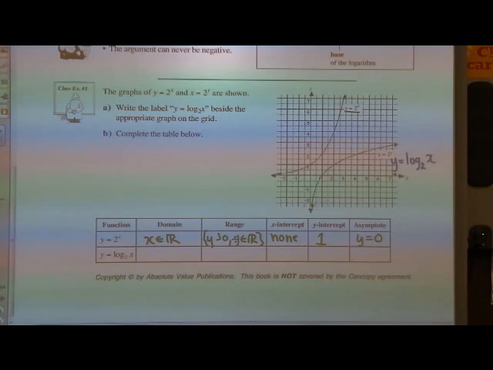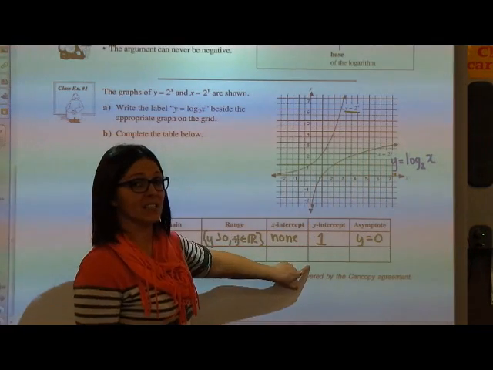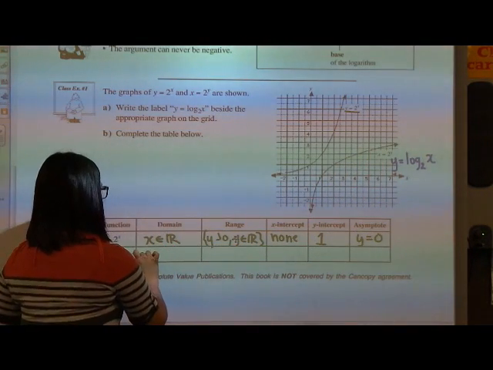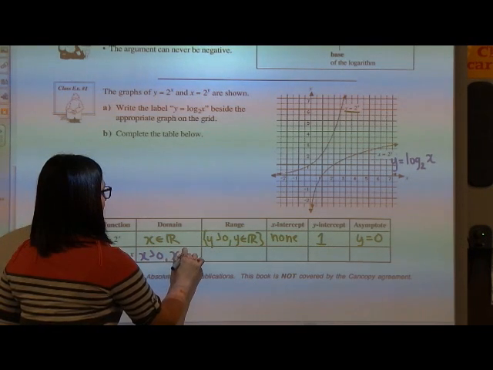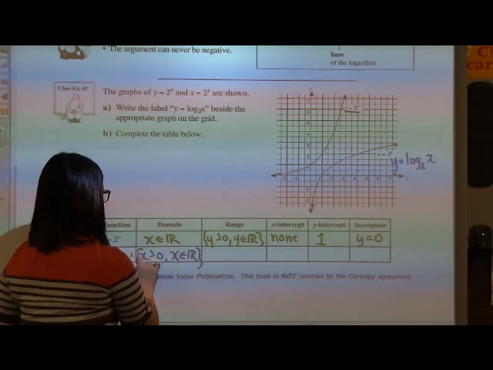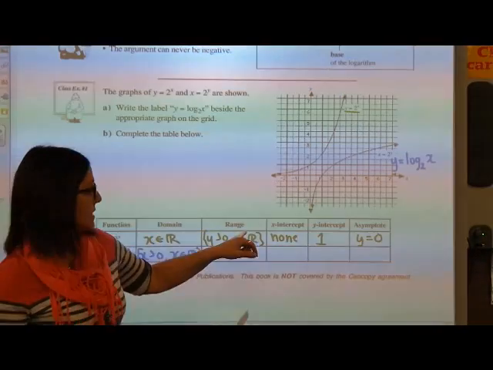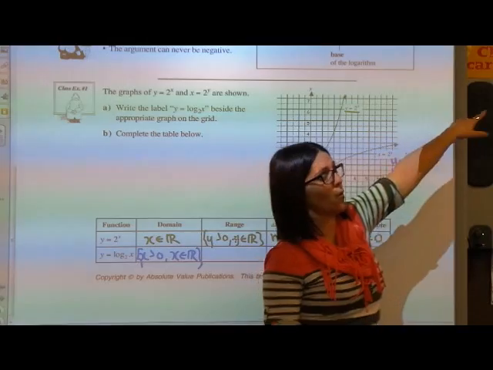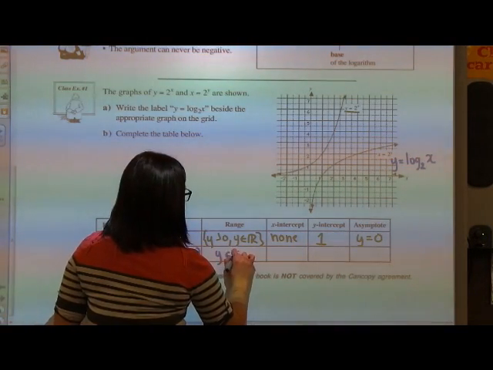Now, if I look at my logarithmic function, the domain this time, it does not cross the y-axis. The domain is all the values of x that are greater than 0. The range, I have negative range values. This is pointing me down, this is pointing me gradually up. The range can be anything.